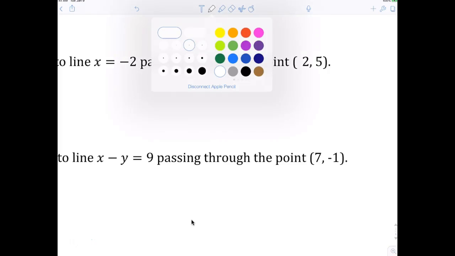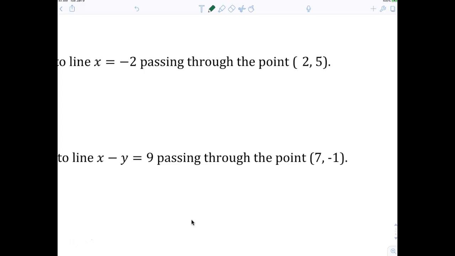So the parallel line would be X equals 2, right? There's no work involved in that. No work whatsoever. If you're parallel to a vertical line, you must be what? You must be vertical. All right? Everybody good with that? Now that's kind of a thinking question. Could you do any number? Yes. But it's always going to be whatever this X value is over here. You hear me?